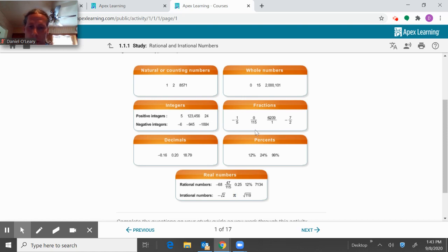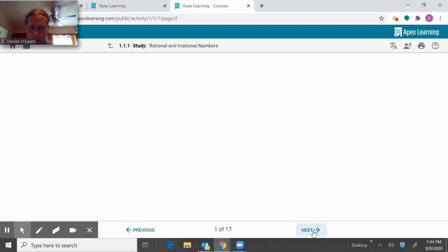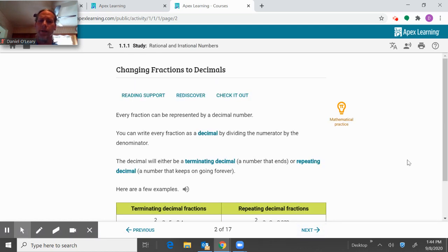Fractions, we should all know what they are. They have a numerator and a denominator. Decimals, there we have those decimal points. Percent, 12%, 24%, 99%. Percentage numbers have that little percent symbol after them. And then real numbers. Real numbers are all the numbers you see in the world: rational numbers and irrational numbers. So this is just screen 1 of 17. I'm going to go through these screens.